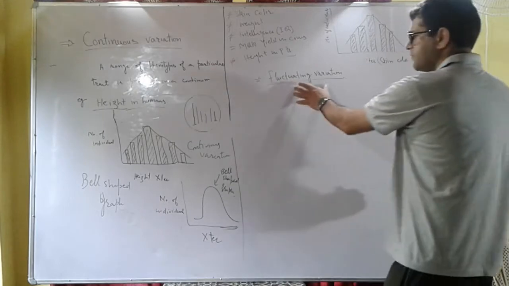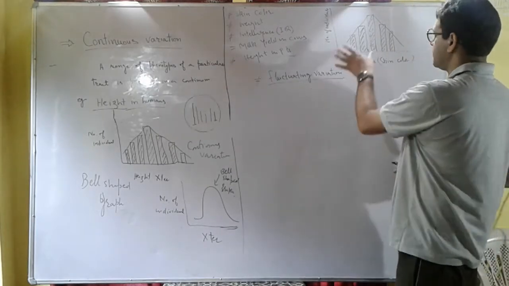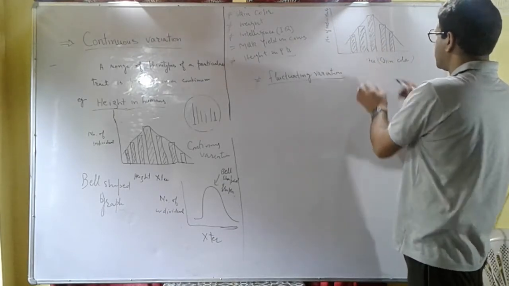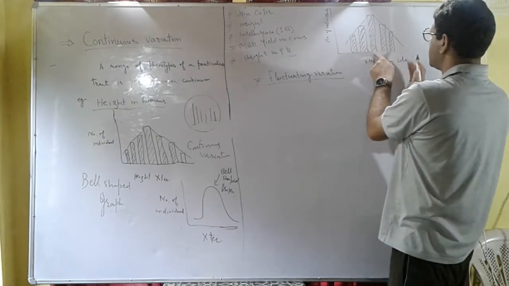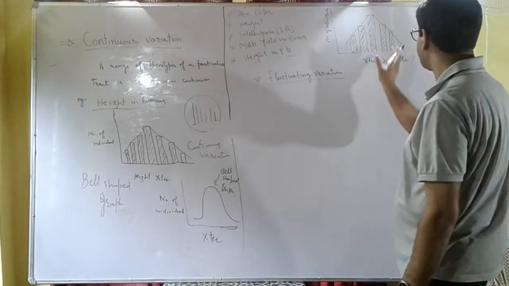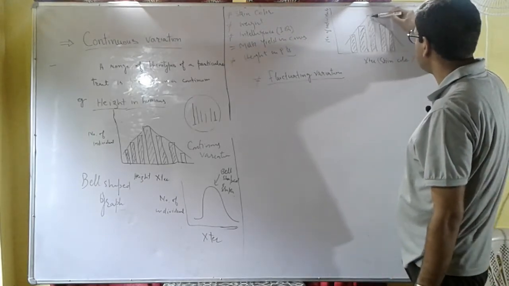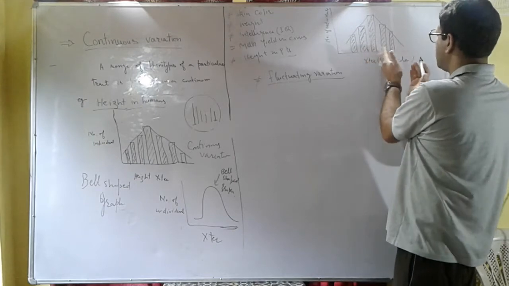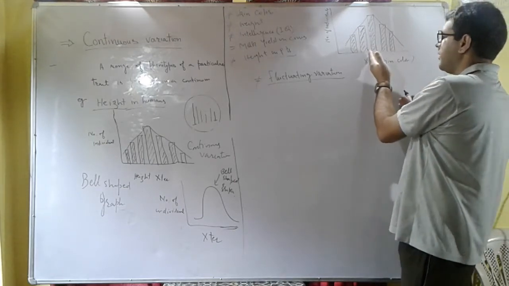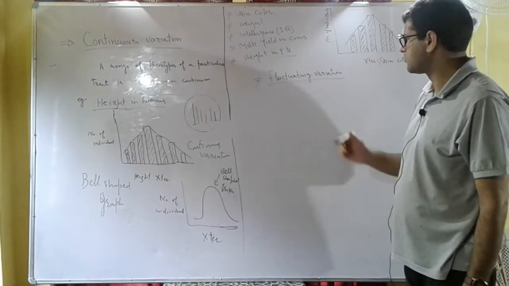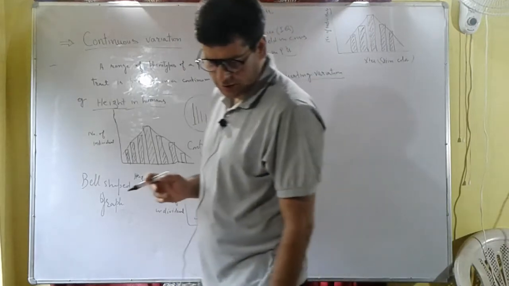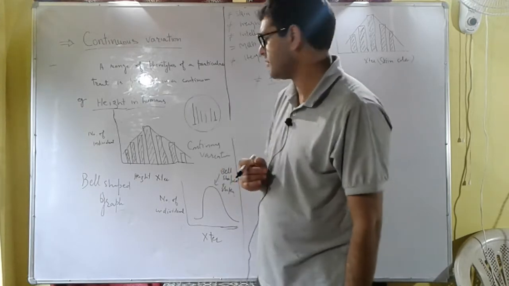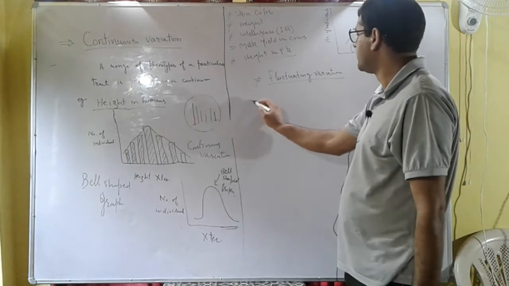This continuous variation is also called fluctuating variation. Why is continuous variation called fluctuating variation? Because the value for the character fluctuates on either side of the mean value or average value for the species. For example, this is the mean value or average value of the character for the species. The other values fluctuate on either side of the mean value. So it is also called fluctuating variation because the values fluctuate on either side of the mean value or average value for the species. This is what is called fluctuating variation.